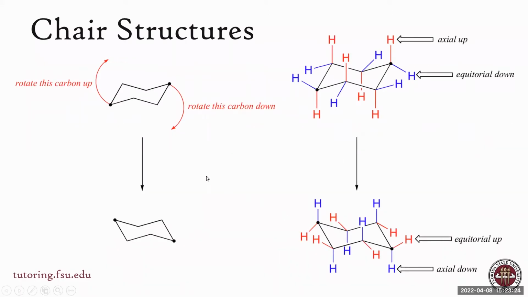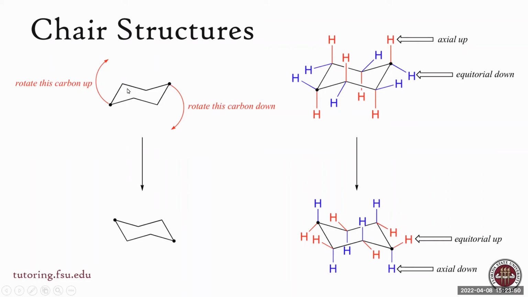How you draw a chair structure: you draw 2 parallel lines across from each other. These lines are parallel, and these lines are parallel. And this is once again referring to axial up, equatorial down, just the nomenclature of what each substituent is. And the way you do a chair flip is, this was facing down. Now this one's facing up.